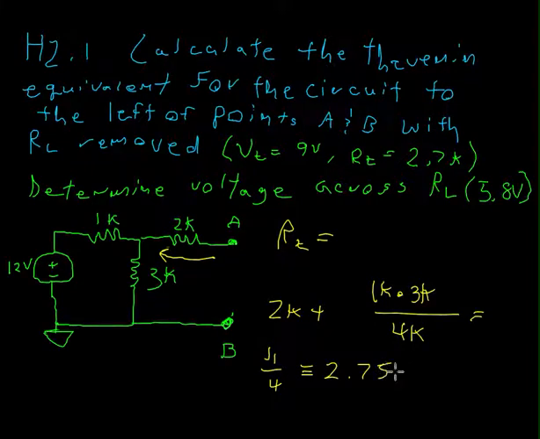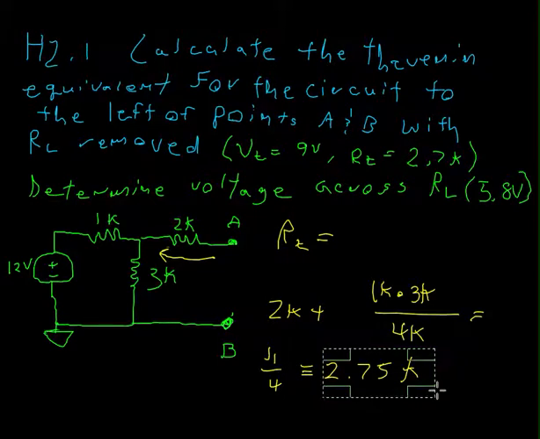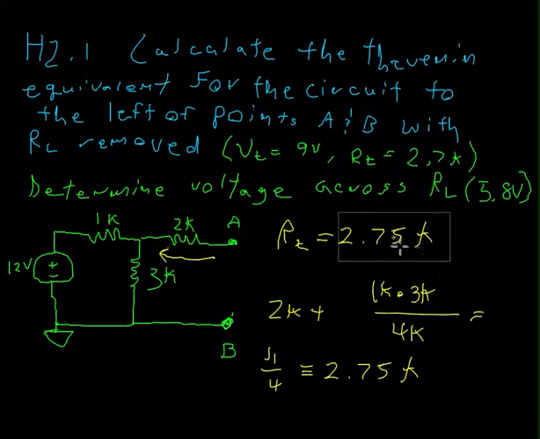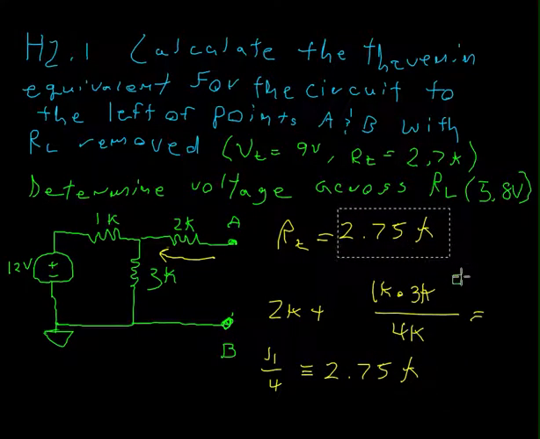Sorry, that's kiloohms. I'm just going to say K because kiloohms is a lot on the tongue. So we take the 2.75 and call that our R Thevenin. Now we're going to take it with us when we go to calculate the Thevenin equivalent voltage as well.